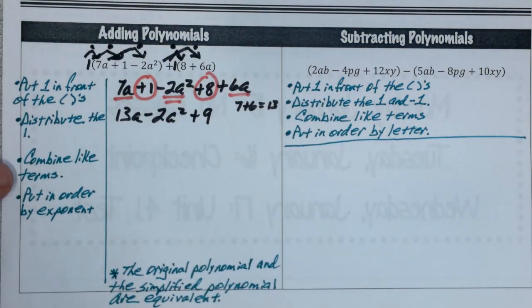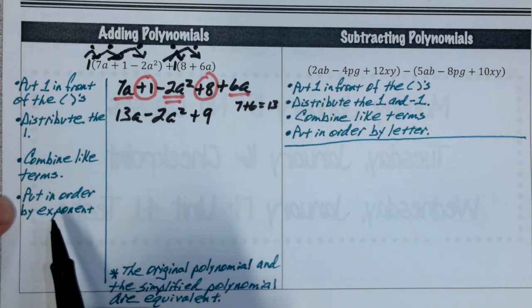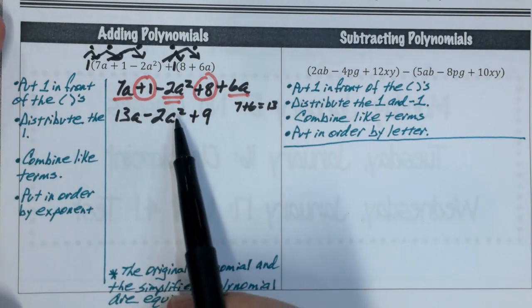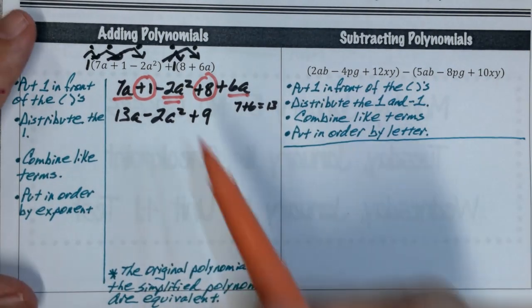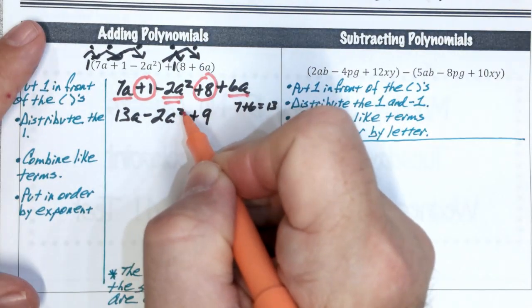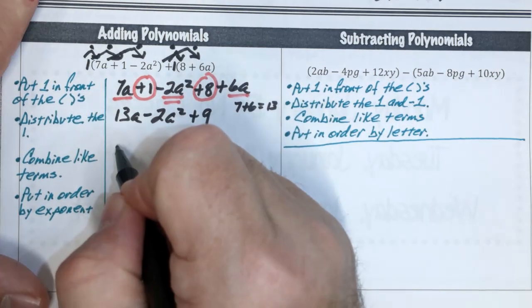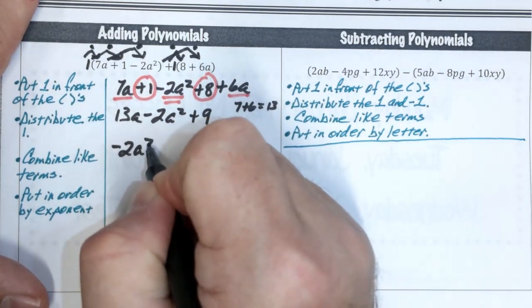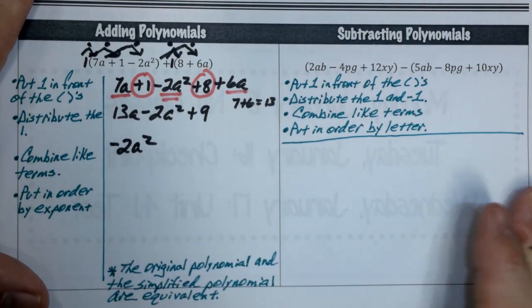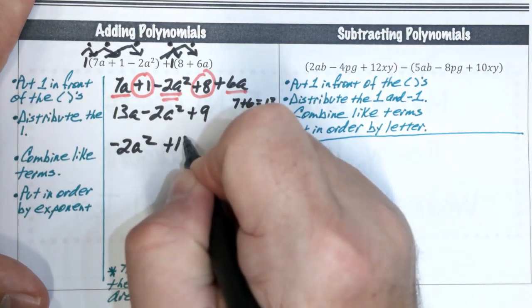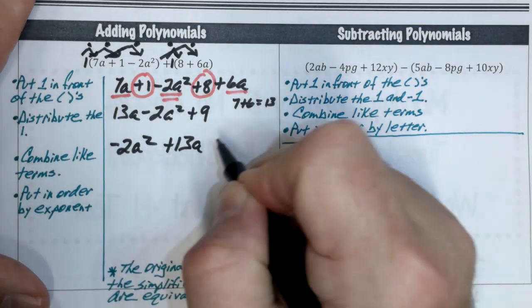So now we combine the like terms, so now we want to put them in order by the exponent. So notice the a squared, this middle term, has my biggest exponent. So I'm going to rewrite this like this. Negative 2a squared plus 13a, and then plus 9.